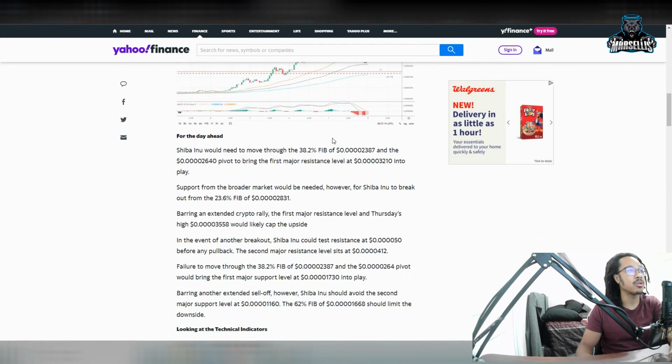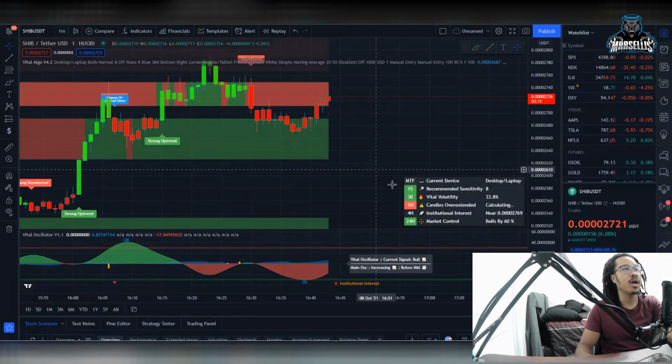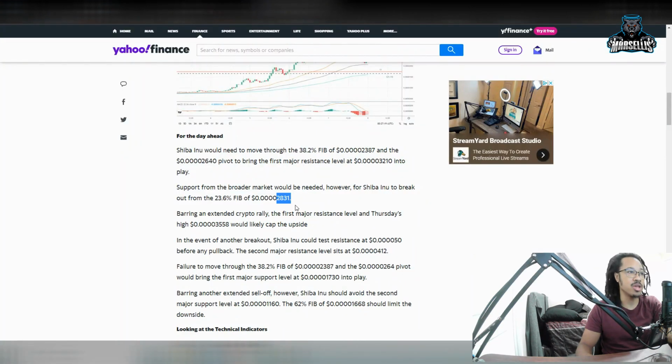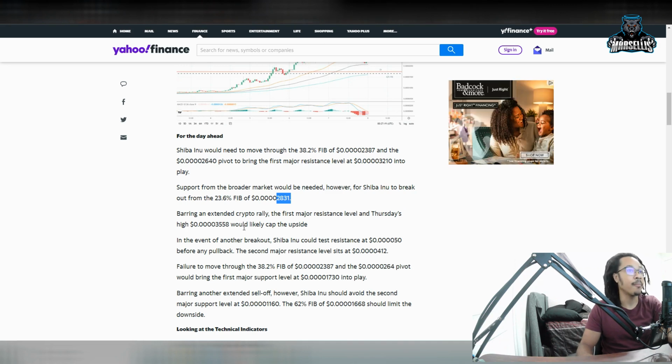So let's do some technical analysis. Shiba Inu would need to move through the 38.2% Fibonacci retracement, 2387, and the 2640 pivot, which we already broke. Since we already broke that, we're heading towards our first major resistance at 0.000032. But before we do that, we have to break out of 2831, which is the 23.6% Fibonacci retracement. Right now we're at 2721, so we could actually pass this. We just got to get past 2831, so we could eventually break 32 and then eventually the 3558 area and so on.